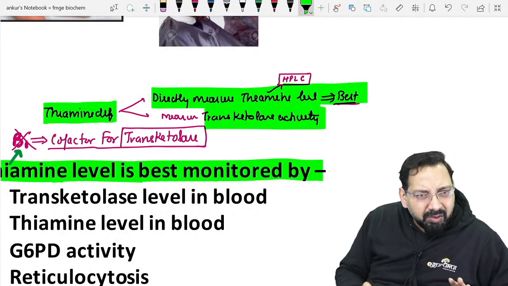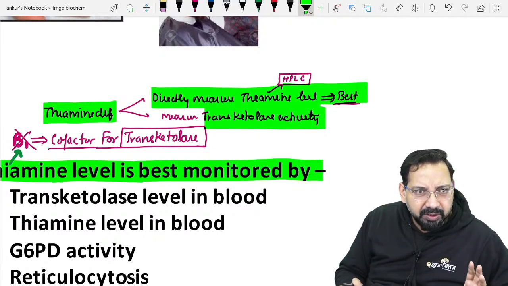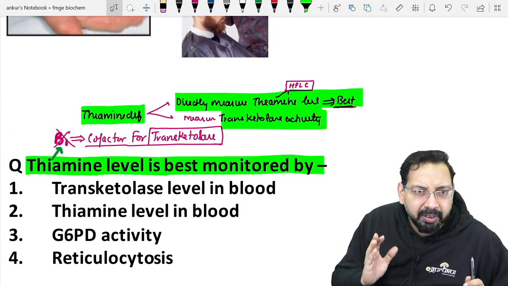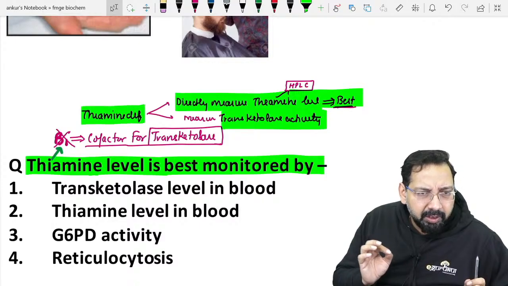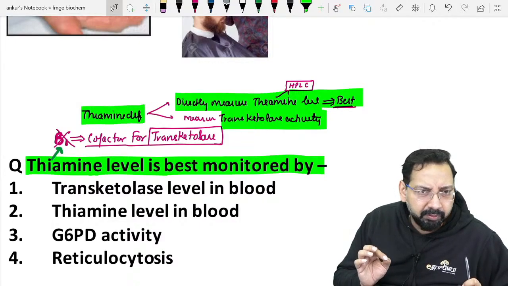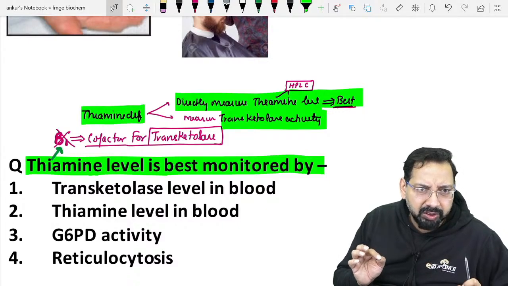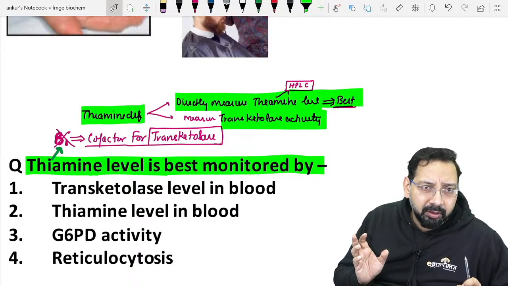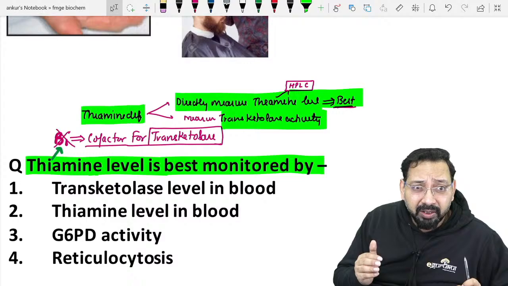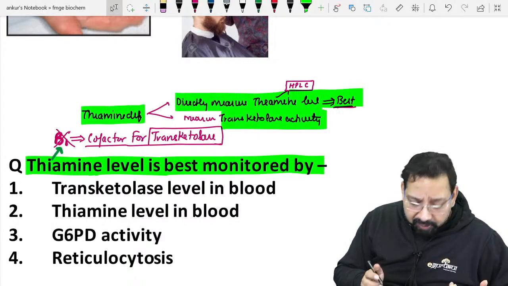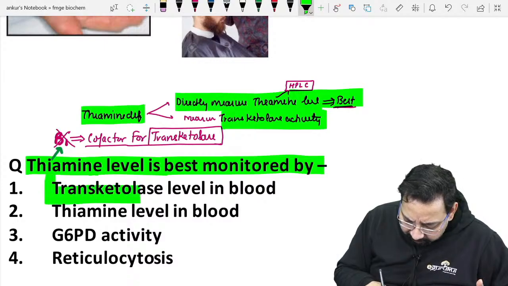And if you are confused, sometimes a controversy starts. Then you can simply call Lal Path Lab and say that I want to get my thiamine level done. They will say, okay, we can do that. It will take a few days and it costs around 6,000, 7,000, 8,000. Whatever the price is now, I don't remember. And they will also say that if you want an early result, we can do transketolase activity.